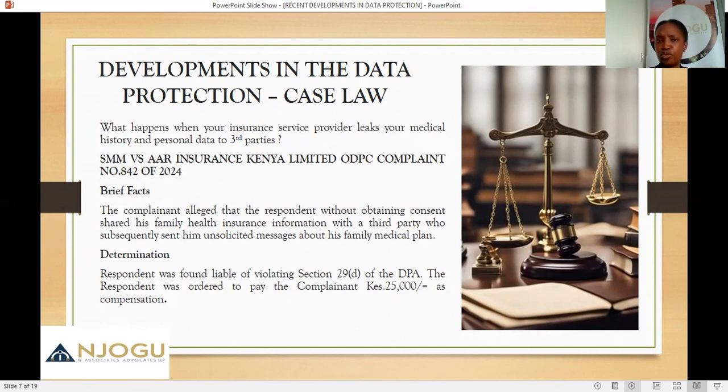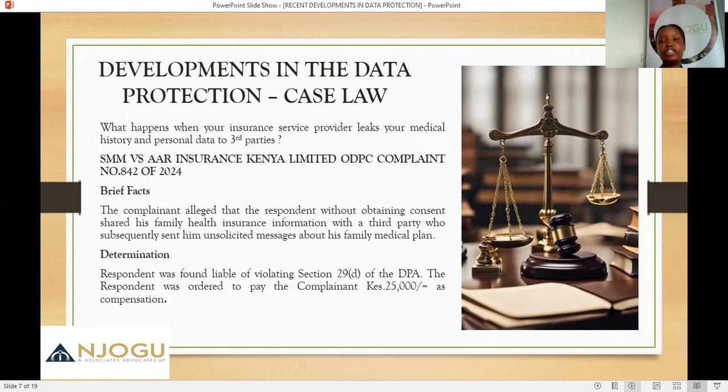This might have happened to you or it might have happened to your friend. Let's look at what the ODPC did about this case. So the case is SMM versus the AAR Insurance Kenya Limited, ODPC complaint number 842 of 2024. This is the allegation. The complainant alleged that the respondent, without obtaining consent, shared his family health insurance information with a third party, who subsequently sent him unsolicited messages about his family medical plan.